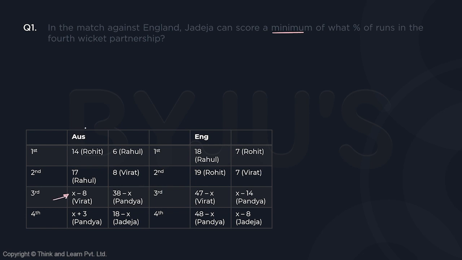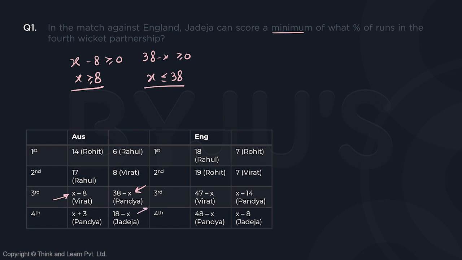Here X minus 8 is there. That means X minus 8 must be greater than or equal to 0. So X must be greater than or equal to 8. Here it is 38 minus X. So 38 minus X must be greater than or equal to 0. So X must be less than or equal to 38.